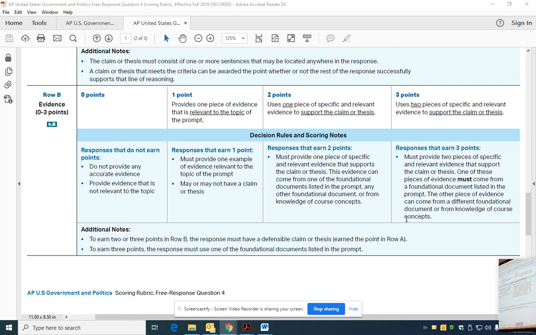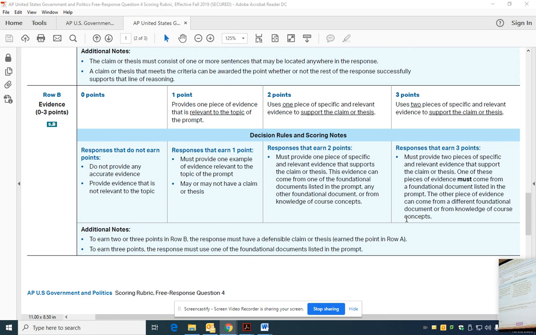But we want 3 out of 3 of this. We're not going to worry about 0, 1, or 2. What do we have to do to get 3? Uses 2 pieces of specific and relevant evidence to support the claim or thesis. So 2 pieces of evidence. You have to have 2 pieces of evidence that supports your claim or thesis.